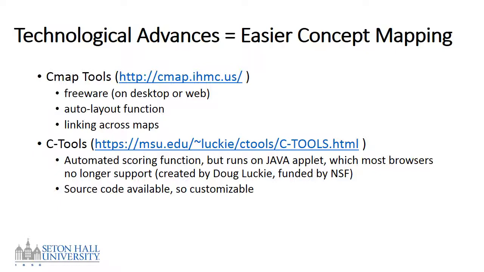Now, an additional tool that is, again, also free is called C-Tools. The nice thing about C-Tools is that it has an automated scoring function, but a con about C-Tools is that it runs on a Java applet, which most browsers no longer support. This is a tool that was created by Doug Luckie through funding from the National Science Foundation, and they have made the source code available on their website, so it would be customizable if someone felt like taking that programming challenge.